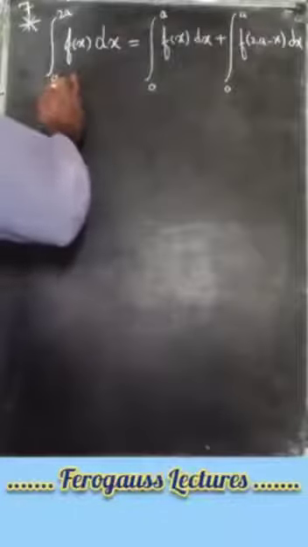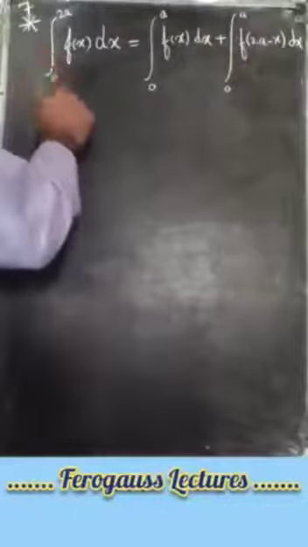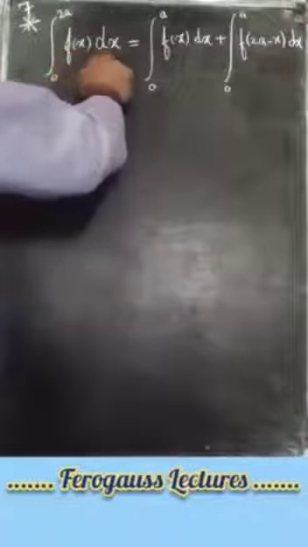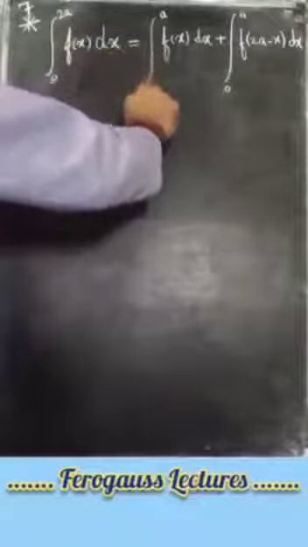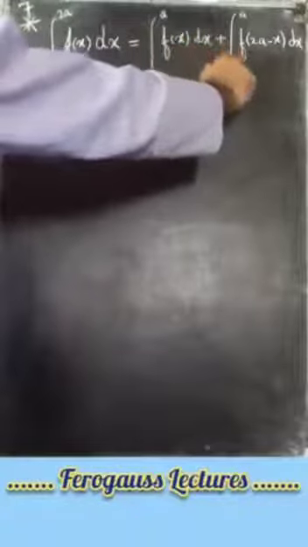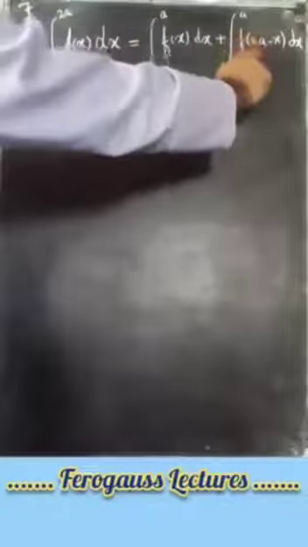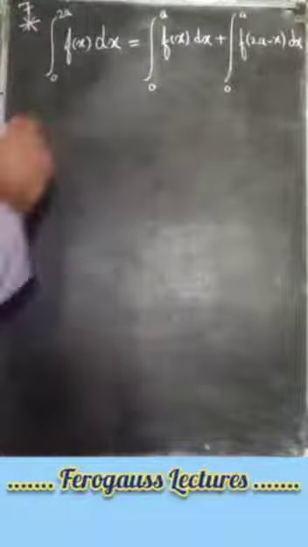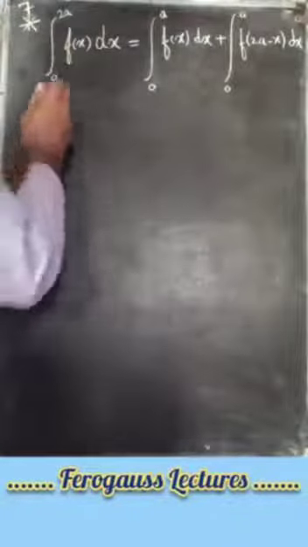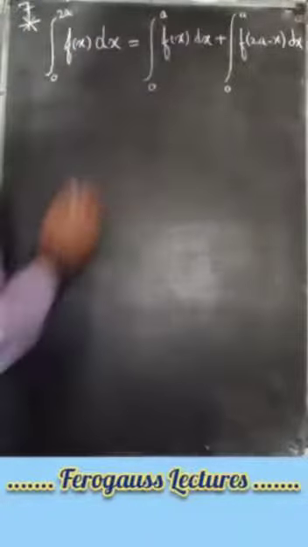Now this is the seventh property of definite integrals, which says that the integral from 0 to 2a of f(x) dx is equal to the integral from 0 to a of f(x) dx plus the integral from 0 to a of f of 2a minus x dx. Okay, to prove this result, we take LHS and we show that this LHS is equal to RHS.